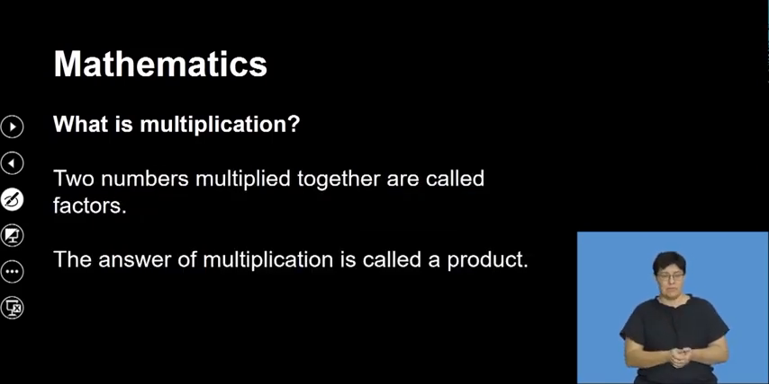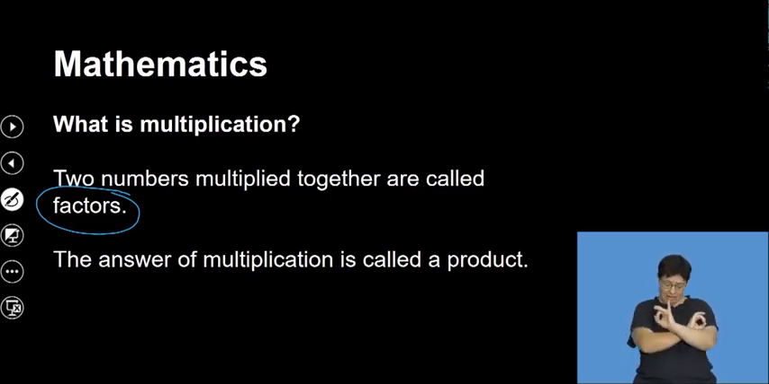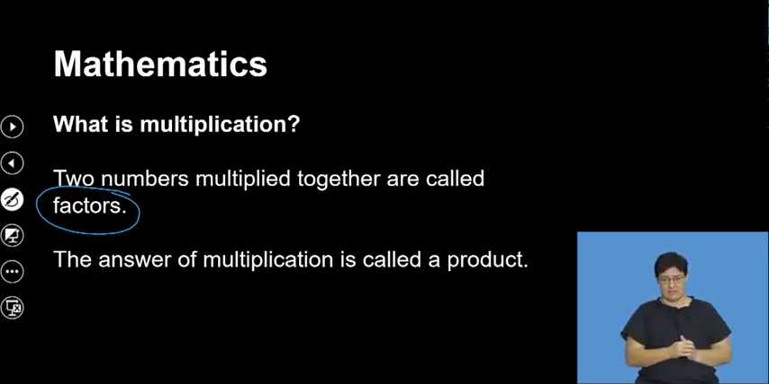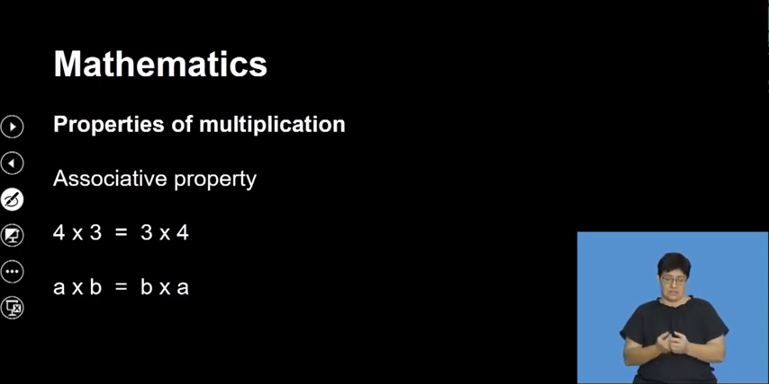Now also, 2 numbers multiplied together, we call them factors because we really do need to get our language clear in what we are talking about. And then the answer that we get when we are multiplying is called the product. We have 2 properties, as I showed you with our map.